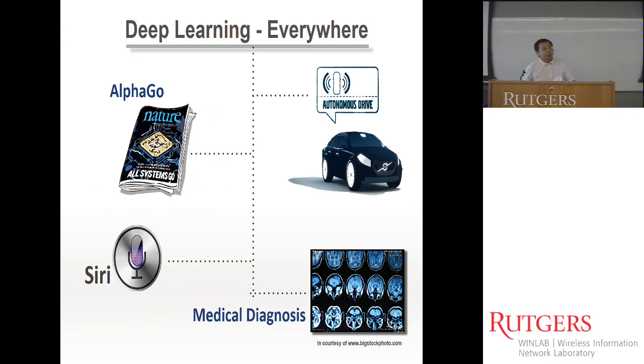Based on those capabilities, right now deep learning has been used in many applications, like playing games, such as Google's AlphaGo, computer vision in autonomous driving, speech recognition, and also many medical diagnostic tasks.